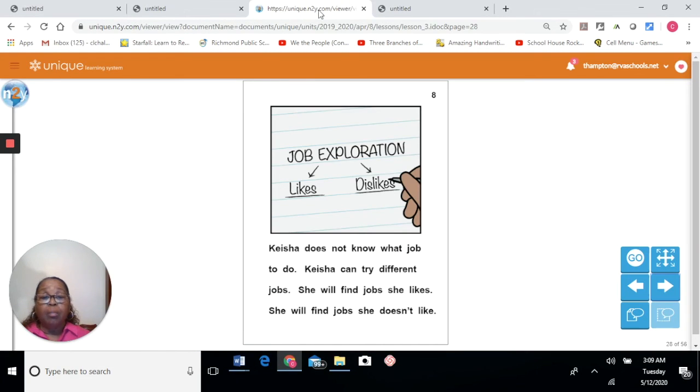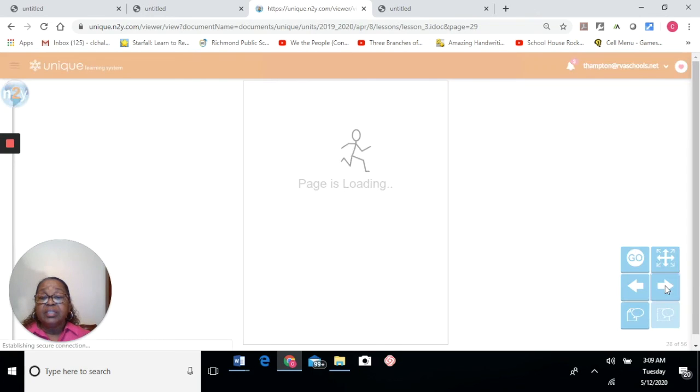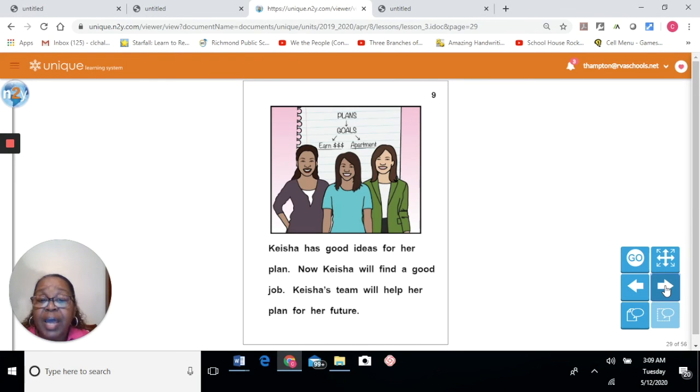Let's go back to our book and let's see. Keisha has good ideas for her plan. We've gone through several graphic organizers that will help you to decide what type of job you would like, where you would like to work, and how to fill out a resume. Now, Keisha will find a good job. Keisha's team will help her plan for her future.